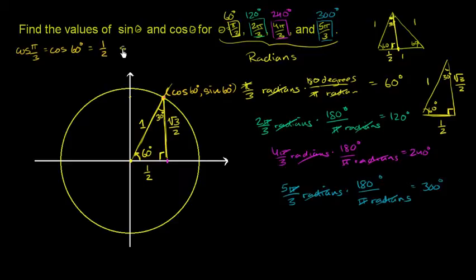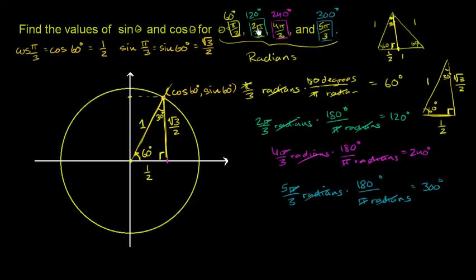Now let's do sine of pi over 3, which is equal to sine of 60 degrees. What's the y-coordinate? The y-coordinate is this height. It's square root of 3 over 2 in the positive direction. So this is equal to square root of 3 over 2. Now let's do the next few.